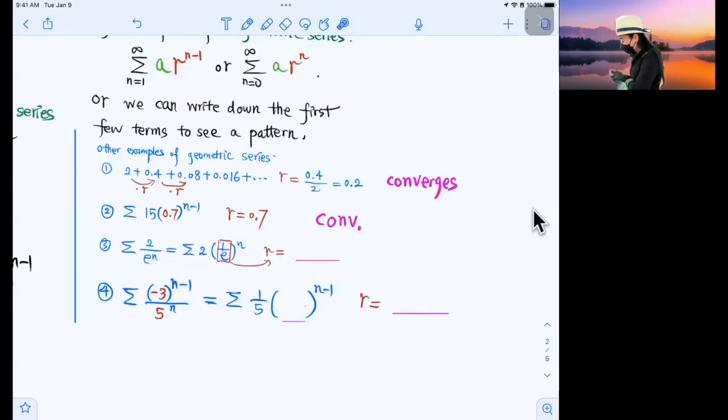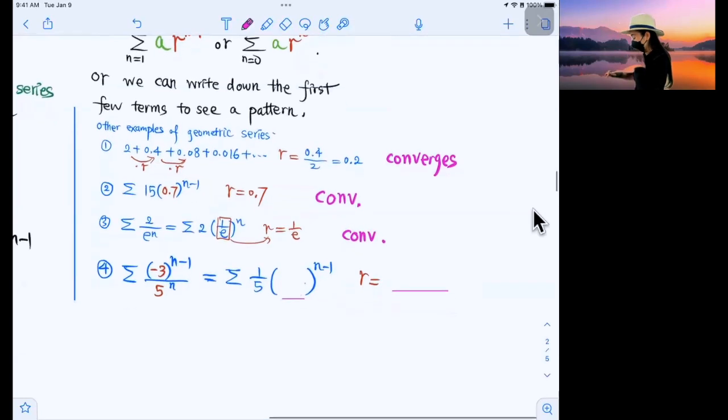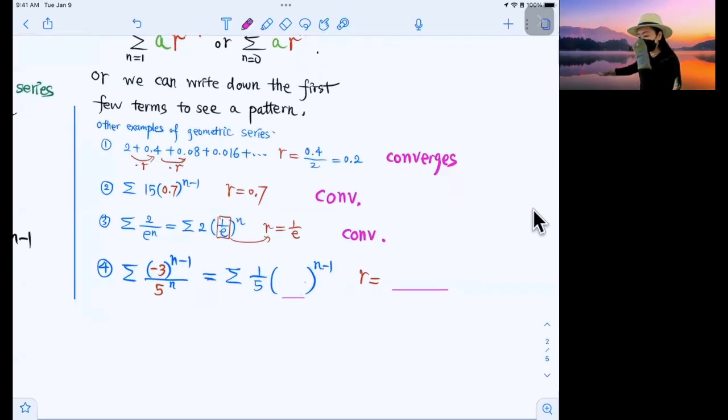So R here is, what's R? What's the 1 over e? e is about 2.7. Is this number here between 0 and 1? Yes. So convergent or divergent? It converges. Good.